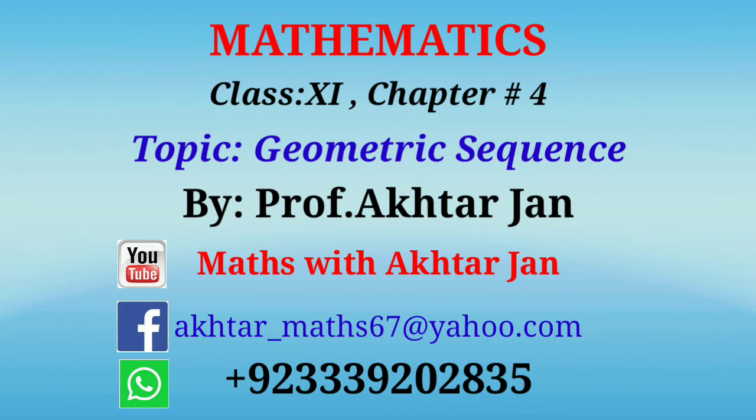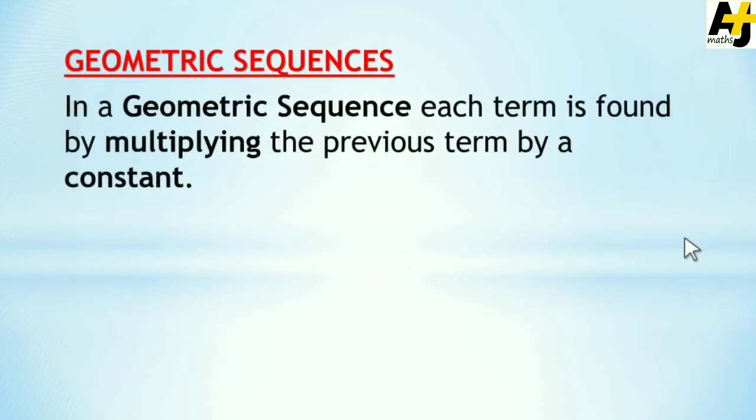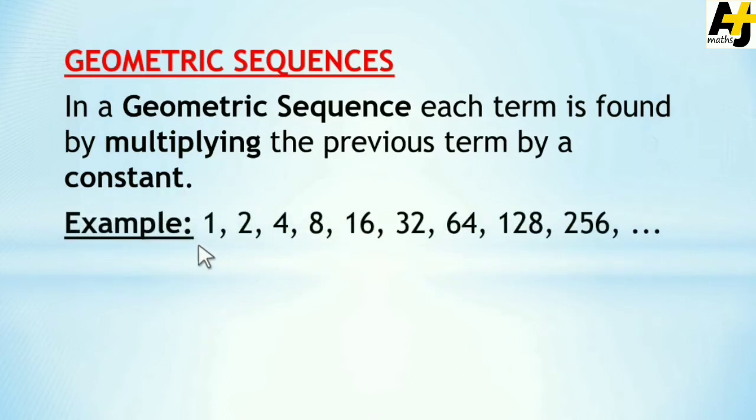Mathematics first year, chapter number 4. Today we will talk about geometric sequence. What is geometric sequence? In a geometric sequence, each term is found by multiplying the previous term by a constant. Like 1, 2, 4, 8, 16, 32 and so on.